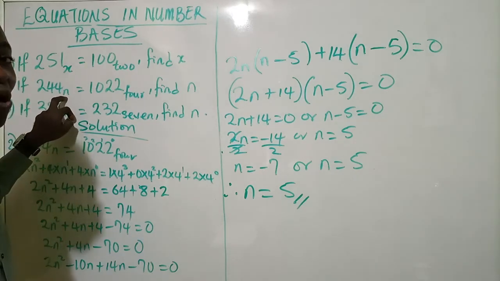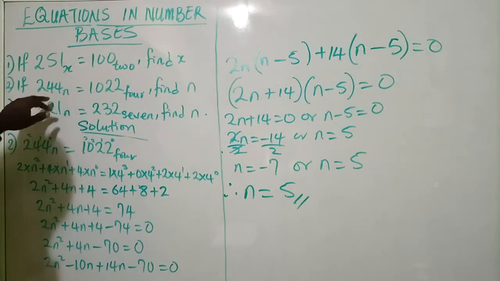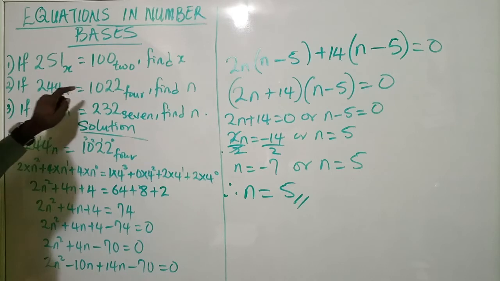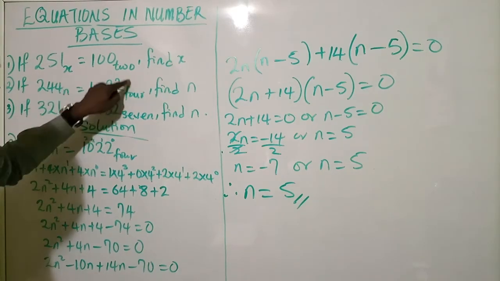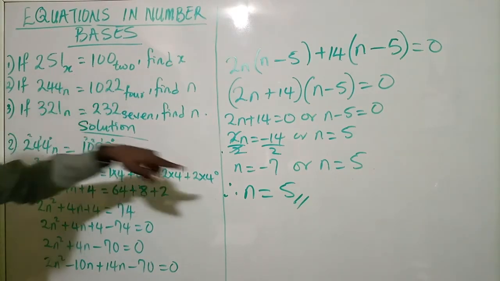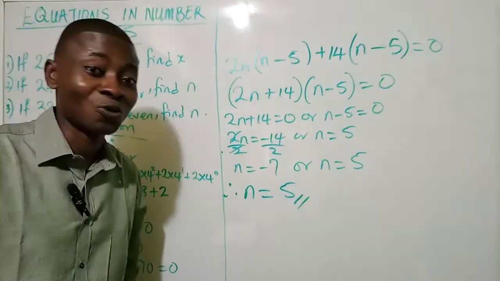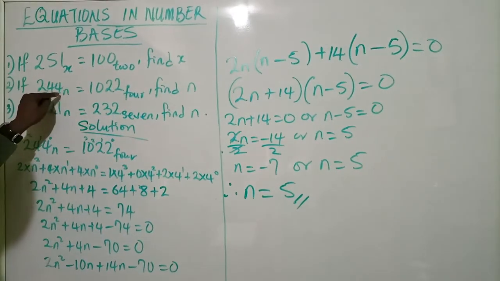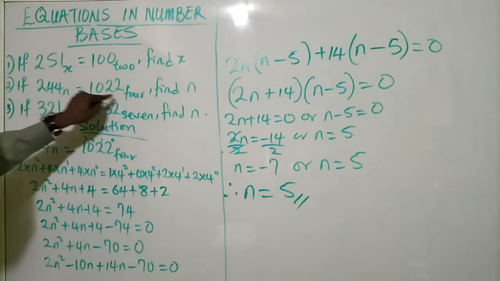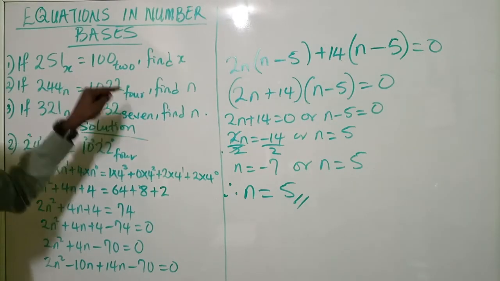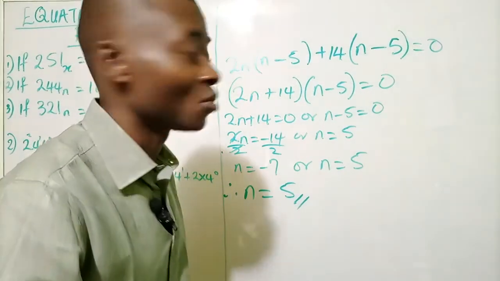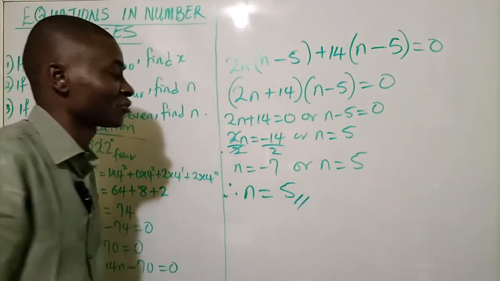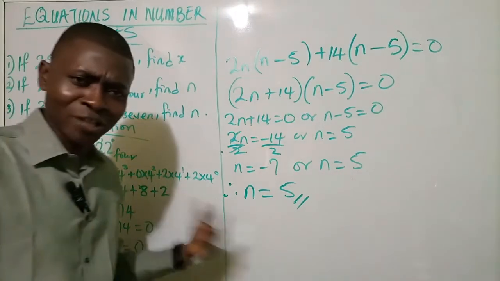That means that this solution, this n, is in base 5. What does that mean? It means that if you should convert 244 in base 5 to a number in base 4, you will get everything you are having here. That is exactly what that means. You can try it out on your own. If you want to convert 244 in base 5 to a number in base 4, you will get 1022. You can check it out on your own, okay? It's actually very simple and interesting. I hope this is clear. I hope you're enjoying this.